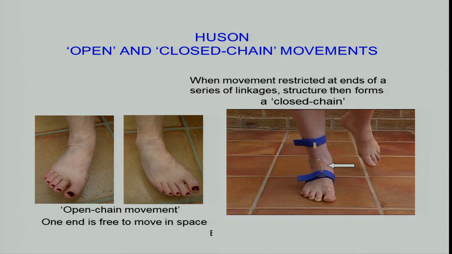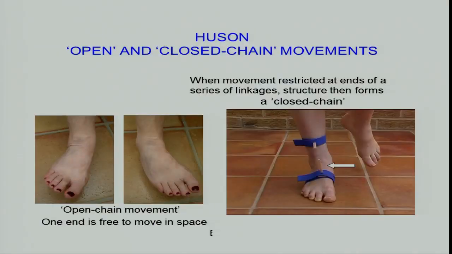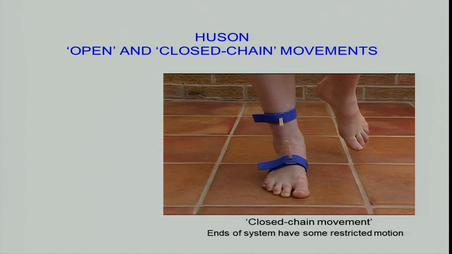But when movement is restricted at the ends of a series of linkages, Huson says the structure then forms a closed chain. In other words, if you have movement at the middle of the chain, there's got to be some compensation in between that movement and the constrained ends. Now, this must be present, constrained or closed chain movement is present when the foot is balancing in the coronal plane.